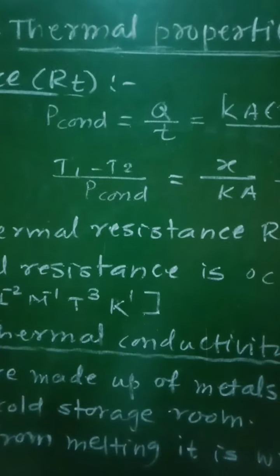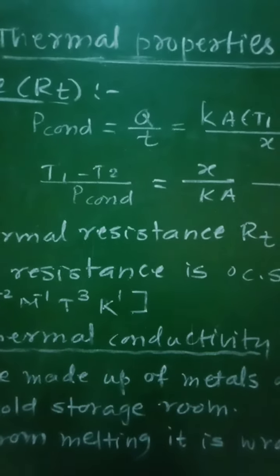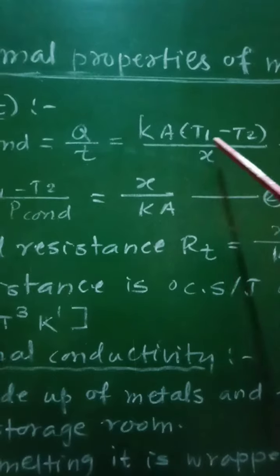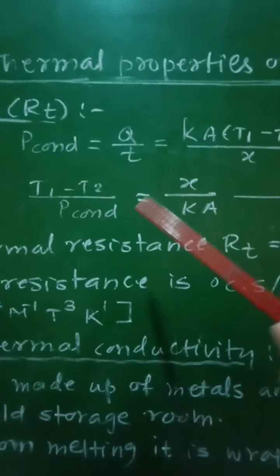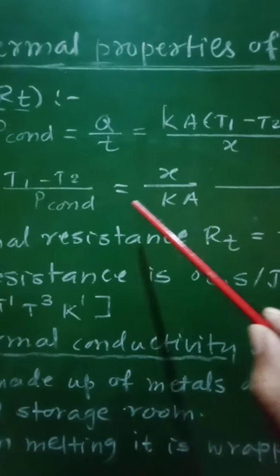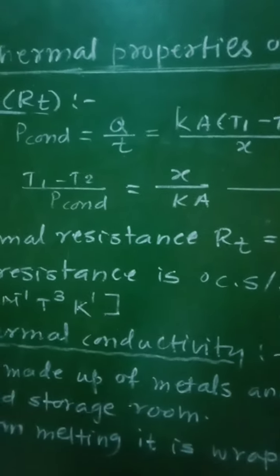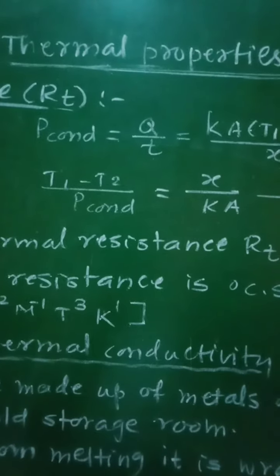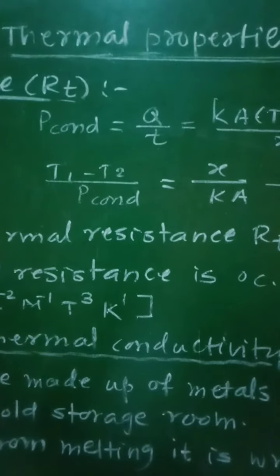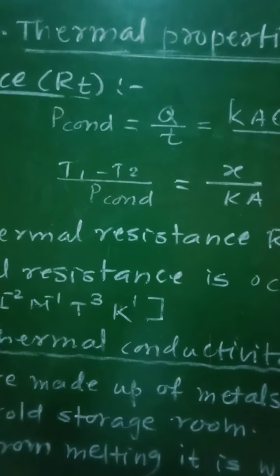High thermal resistance will be possessed by the bad thermal conductors, and therefore from the first equation we can write (T1 minus T2) upon P conduction equal to X upon KA, equation number 2. Now this term (T1 minus T2) upon P conduction is called the thermal resistance RT, which is the thermal resistance of that material.